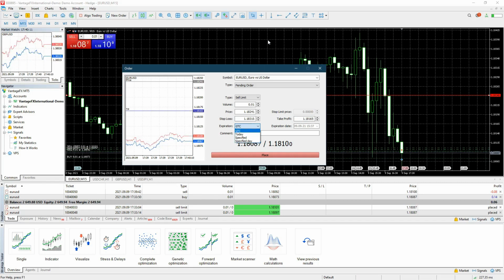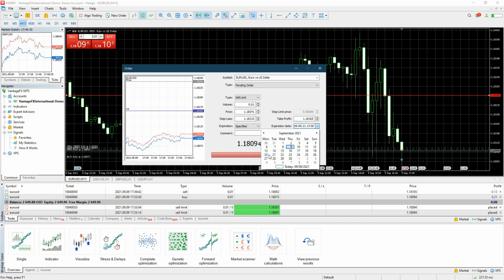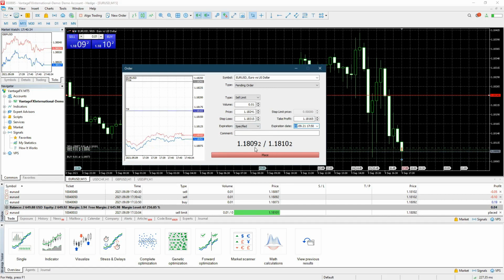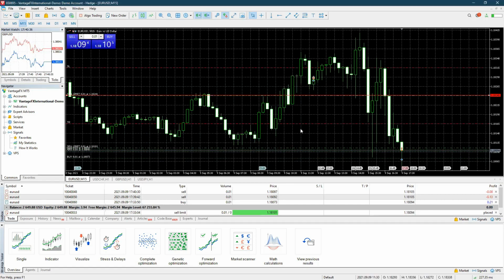If you want the broker to delete the order if it's not filled within an hour, you could select it there. If I select today, then by the end of the trading day, the broker will delete the order as if I were there to delete it myself. Or you can specify a day and a time you want the order to be deleted automatically. After that, you just place the order. After placing the order, you see that you have a sell limit at this location.